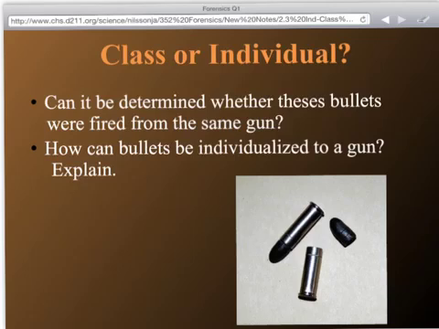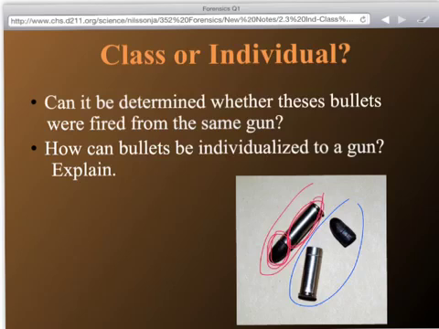All right, how about these two bullets? Okay, bullet number 1, bullet number 2. Is it possible that I can definitely link these two and say that they were fired from the same gun? Okay, the answer here is actually yes. As long as I have all these pieces, I can actually match what's called striations that are going to be found on these two pieces. And if my striations match, I can prove that they were from the same gun. It's almost like a fingerprint that a gun leaves behind.